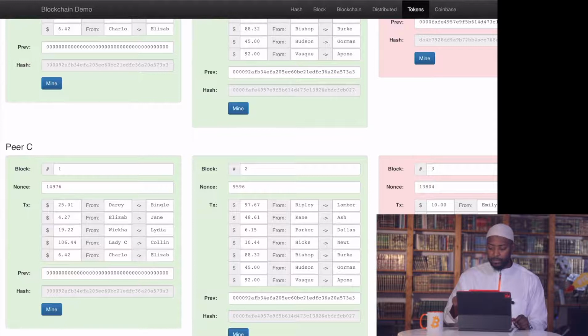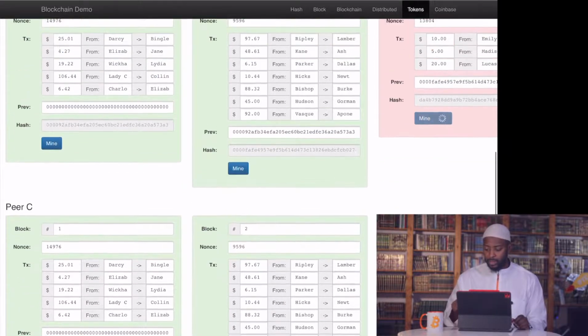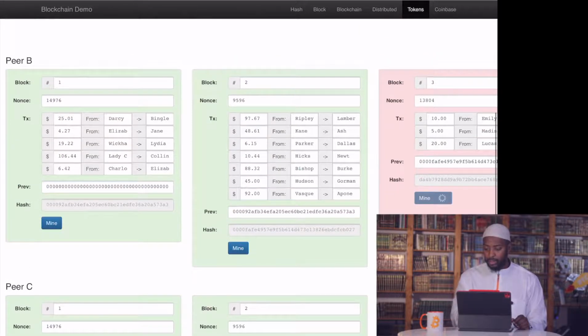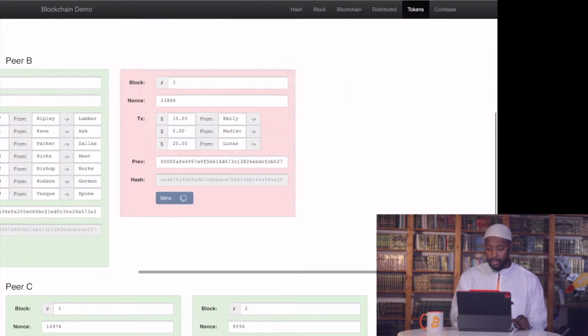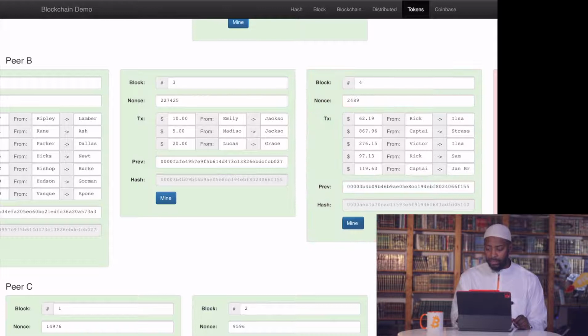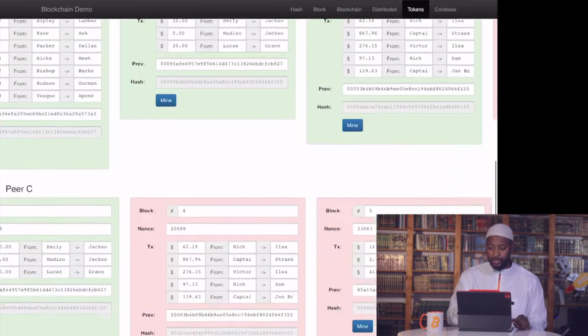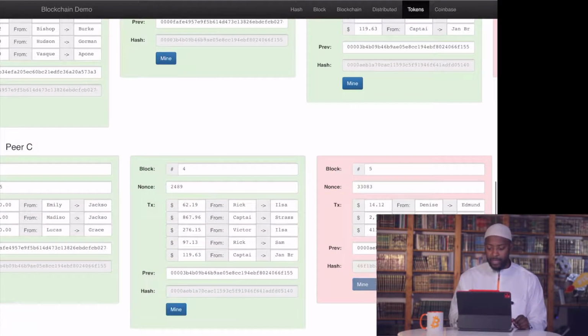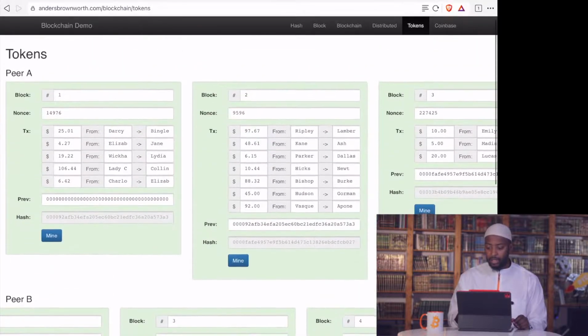Oh wow, I thought this one was a long one. Yep, it's a long one. You get the gist. So now all these other blocks are mined.